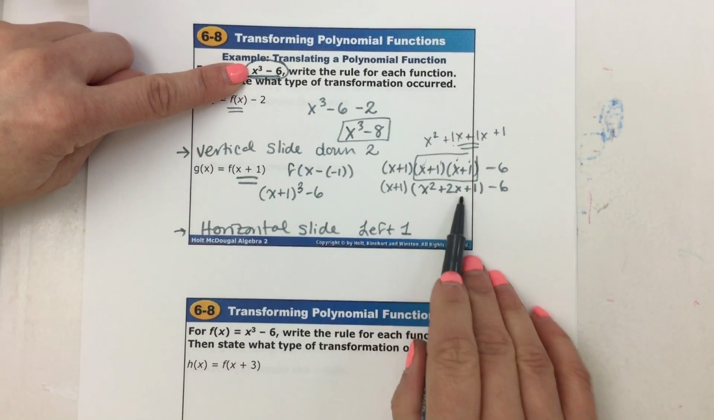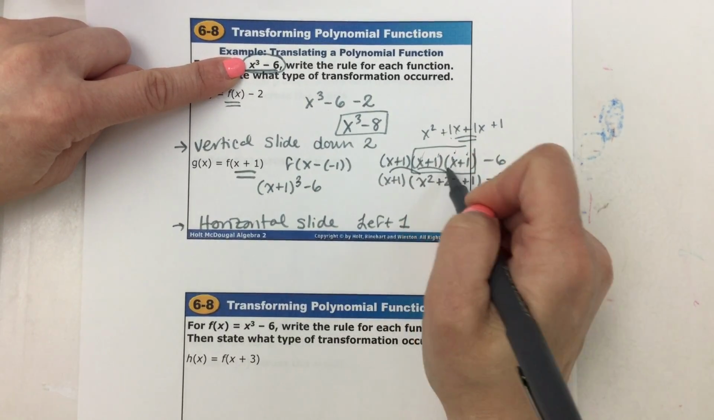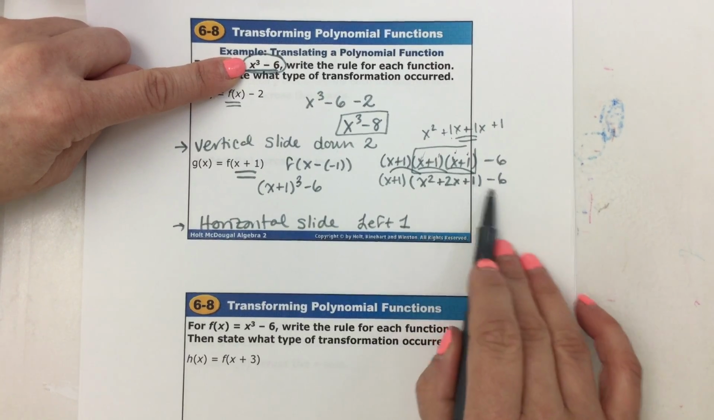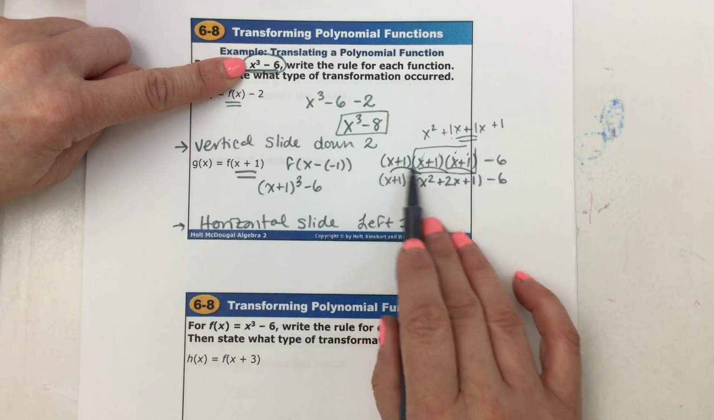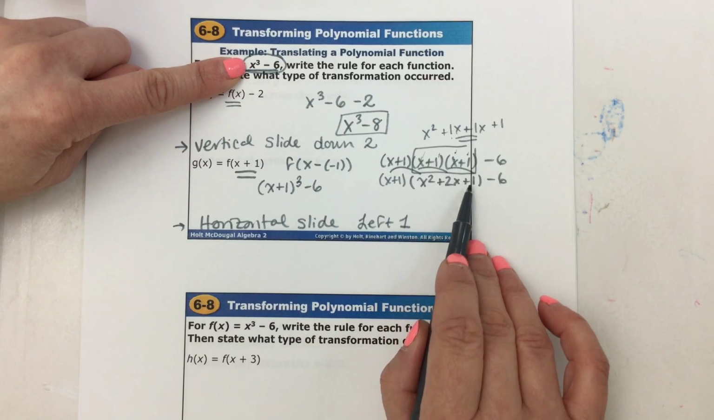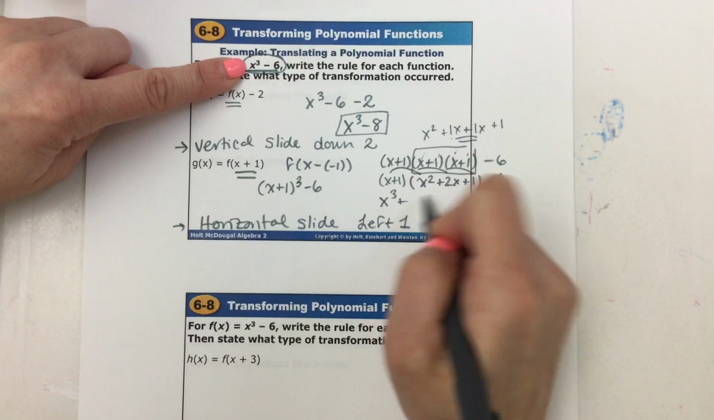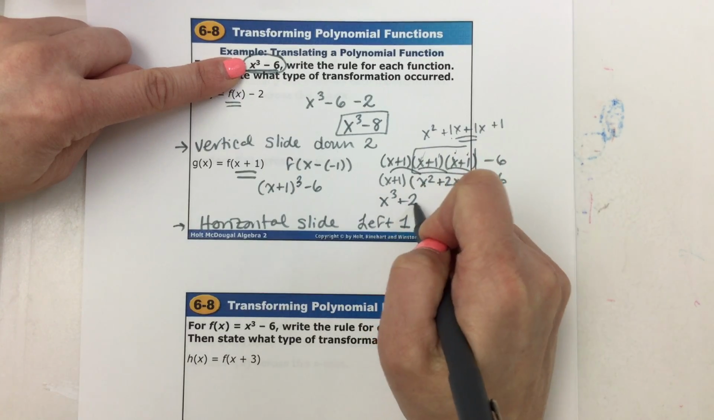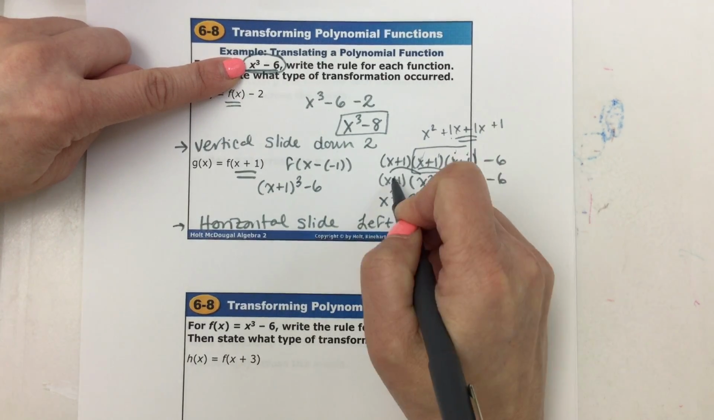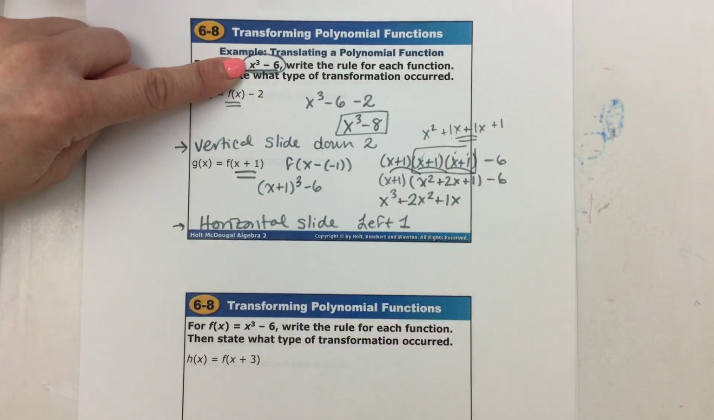Now I need to distribute. So an x goes to all of these terms. It does not apply to the negative 6 because when you distribute, it only goes to whatever's inside of the parentheses. So x squared becomes x cubed. 2x, when I give it another x, it's 2x squared. 1, when I give it an x, it becomes 1x.